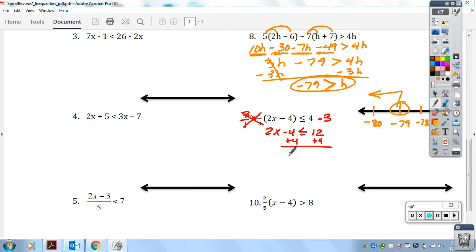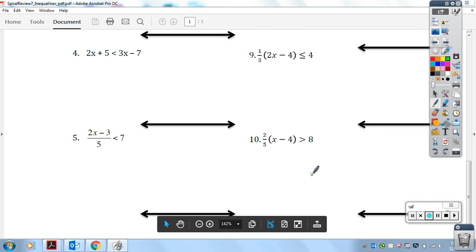Add 4, add 4. 2x is less than or equal to 16. Divided by 2, divided by 2. X is less than or equal to 8. 8, 9, 7. Make sure your number line is properly labeled. Closed circle: more ink means more ink, and x is on the small side, which means we go to the left.